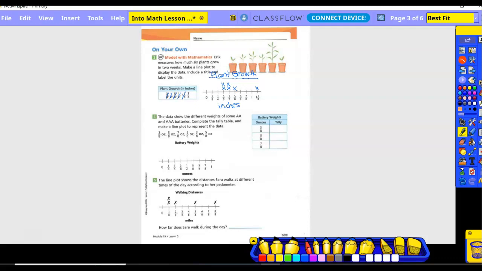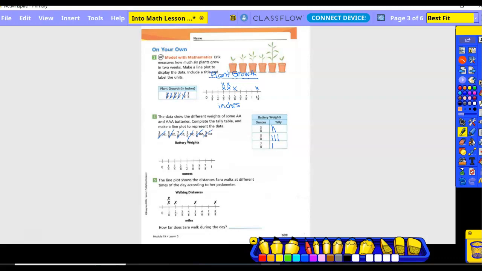Okay, number 4. The data show the different weights of some AA and AAA batteries. Complete the tally table and make a line plot to represent the data. So I have 3/8, so I'm going to put 1 tally. What's next? 5/8. Next? 7/8. Next? 5/8. Next? 6/8. Next? 5/8. And then I went ahead and marked them out with a single line just so I know I used them.